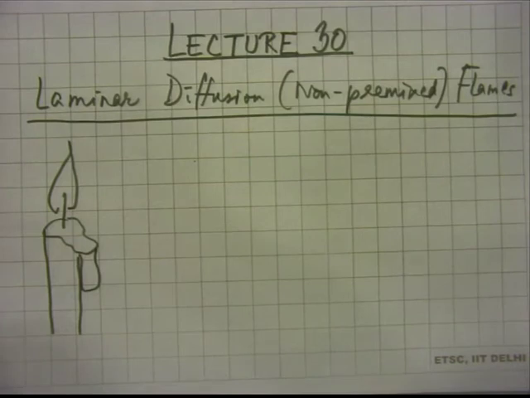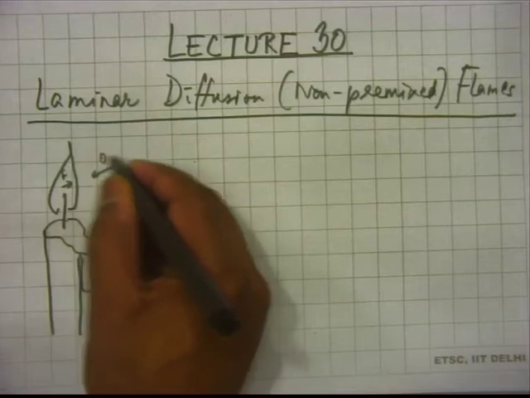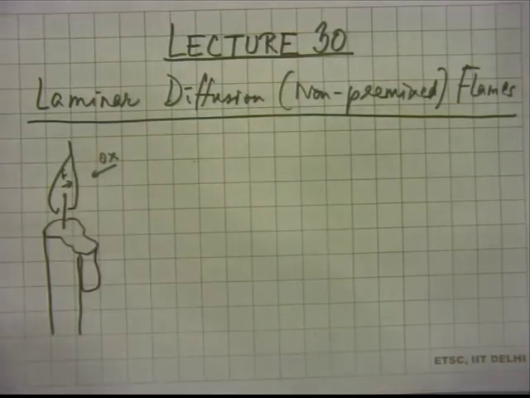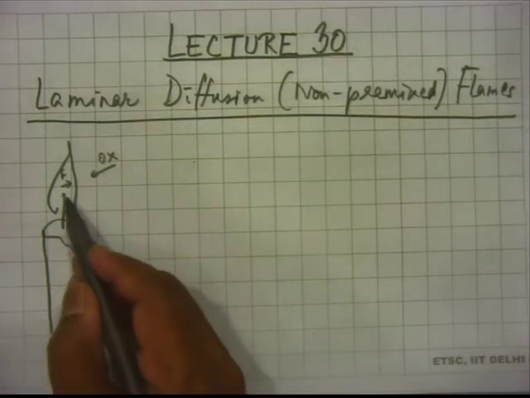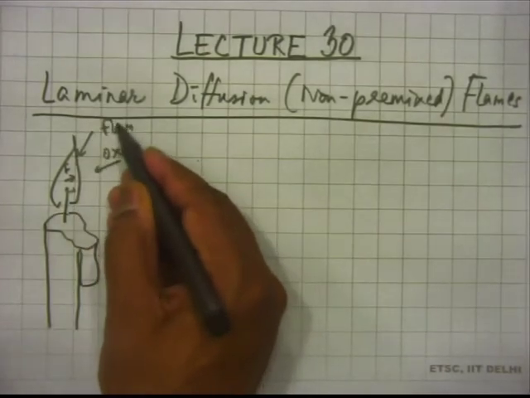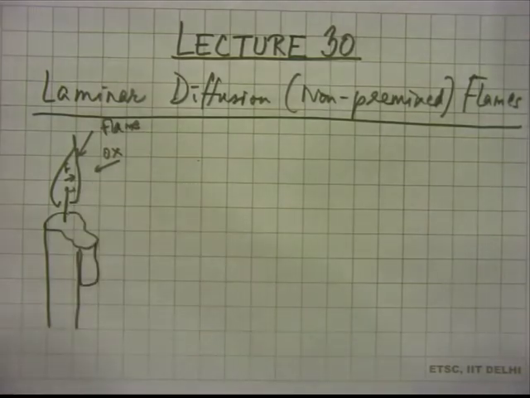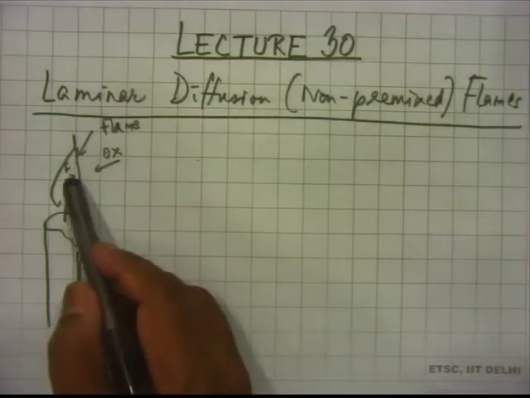And what do we call a diffusion flame? Where the fuel and the oxidizer are not mixed prior to combustion. So in this case, fuel comes from the wick and goes towards the flame. The flame is roughly here, and the oxidizer is the air. So the oxygen of that oxidizer comes and meets the fuel.